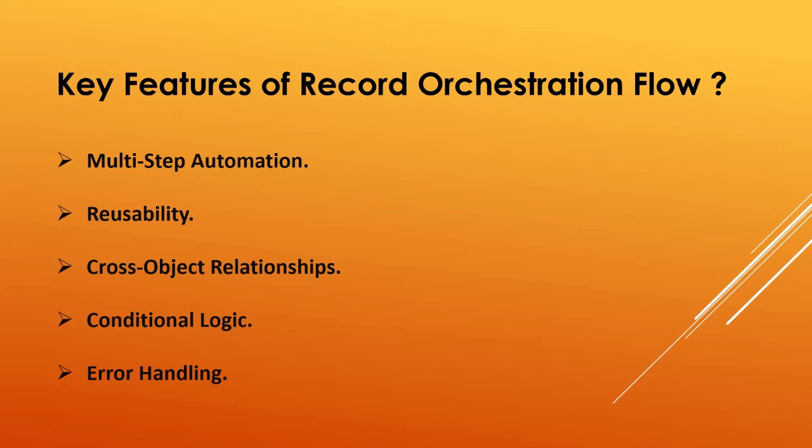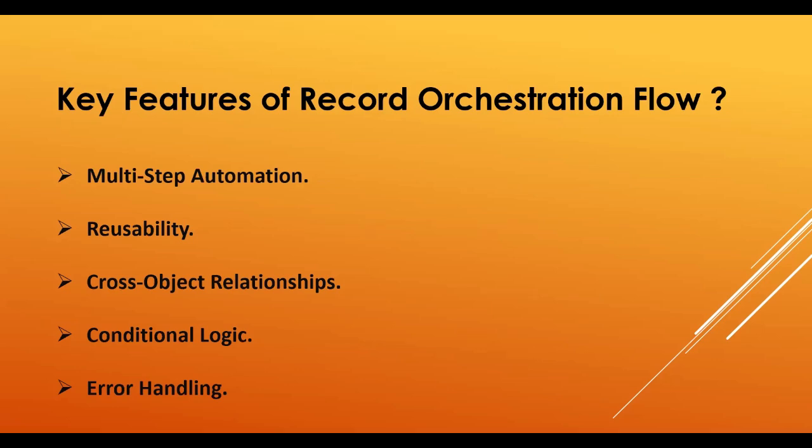So what are the key features of record orchestration flow? Basically, record orchestration flow is a multi-step automation. Multi-step automation means it allows execution of several steps, including record lookups, updates, creations, or deletion in a structured sequence.